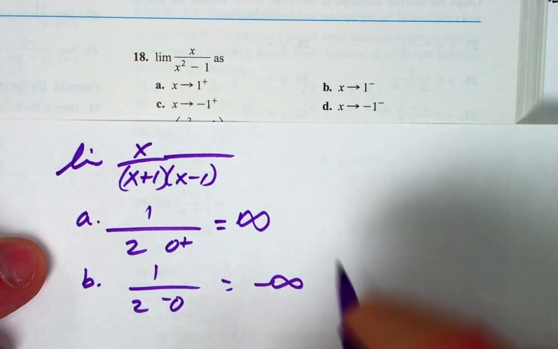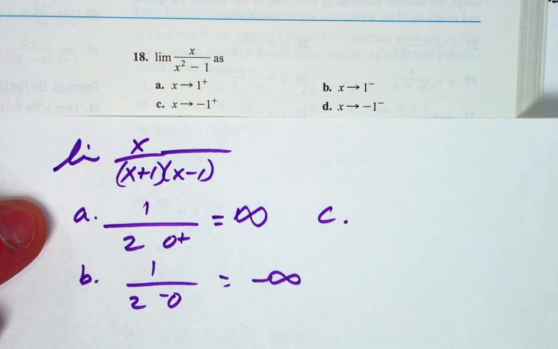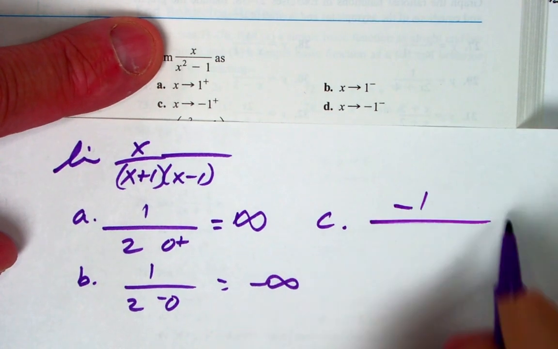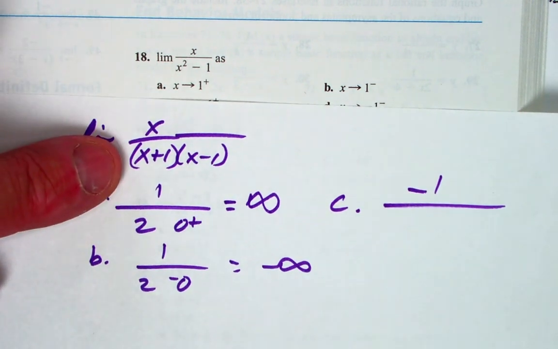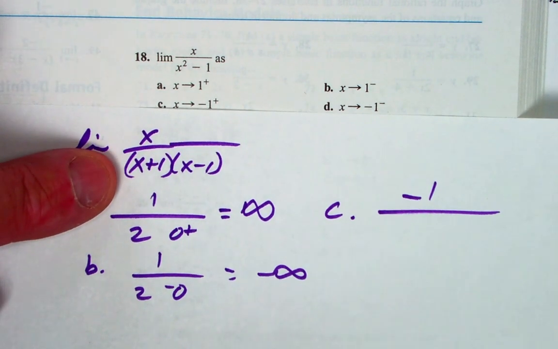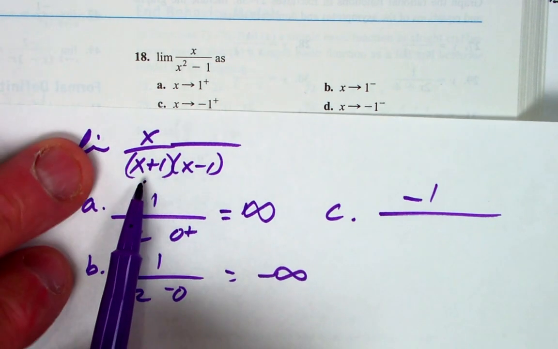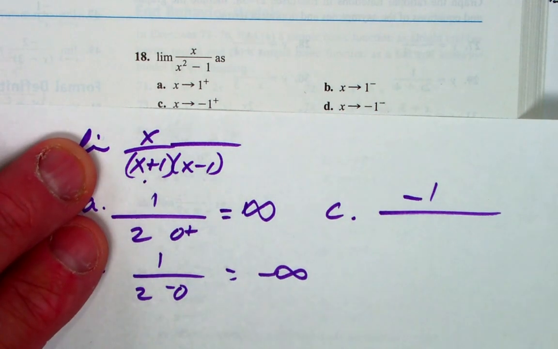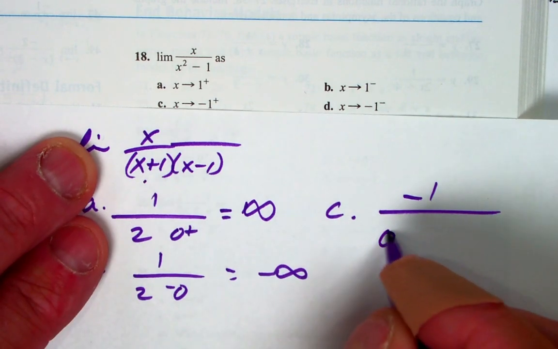Let's do C. Approaches negative 1 from the right. Well, those do the same thing on the top. Negative 1. Okay. And then, we got to keep in mind we're talking negative 1 now. What's this one going to be? 0, but positive or negative? Positive. Yeah, because think about specific numbers. Negative 0.9. That's on the right of negative 1. So this is going to be 0, but from the positive side.